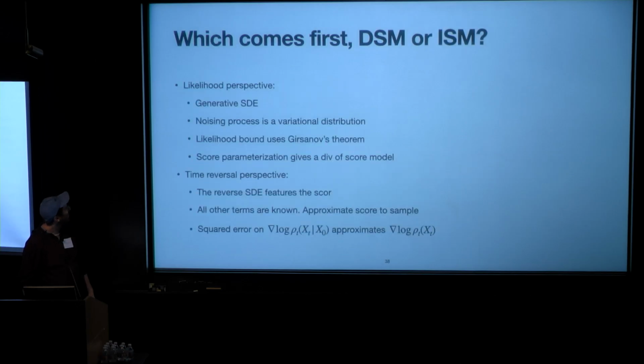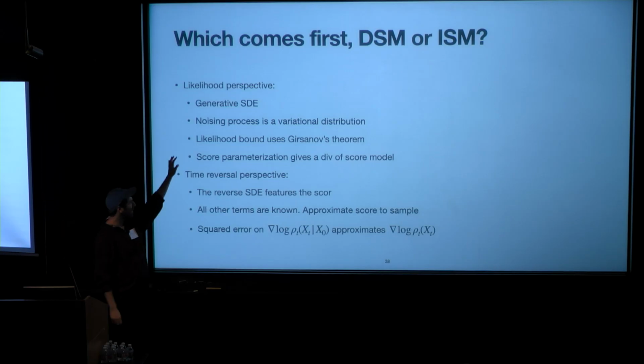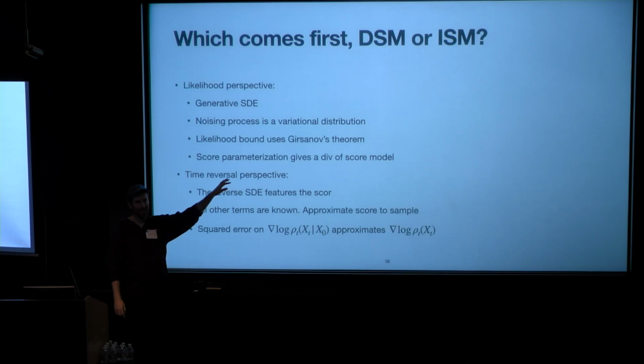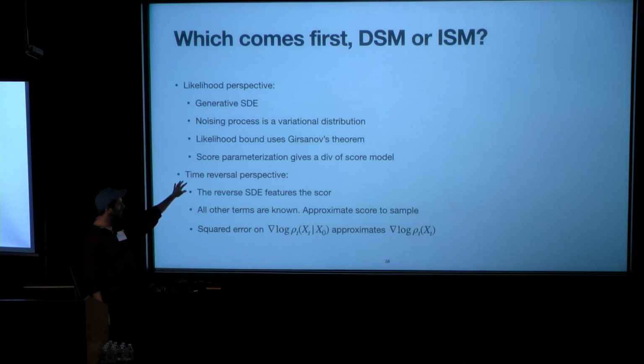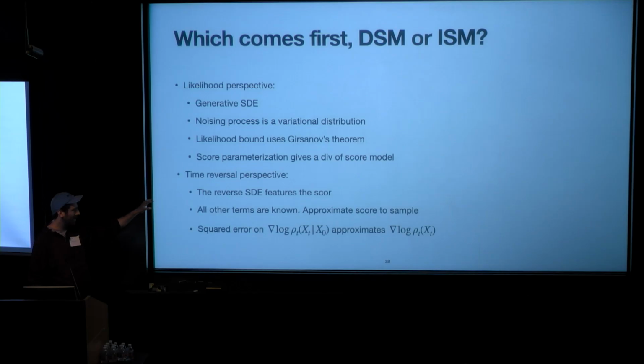So just quickly, before talking about its caveats, where these two objectives come from logically depends on your community. If you think about the likelihood perspective, you have a generative model, you have a noising process that gives you a variational distribution, and you derive a likelihood bound. You get a likelihood bound that directly features the divergence, and you could use integration by parts or Stein's identity to turn it into denoising score matching. Alternatively, some people start directly with the time reversal, and they see that the reverse SDE has a score in it that they need to approximate, and then they directly go for regression. So people start with one or the other and then convert between the two.